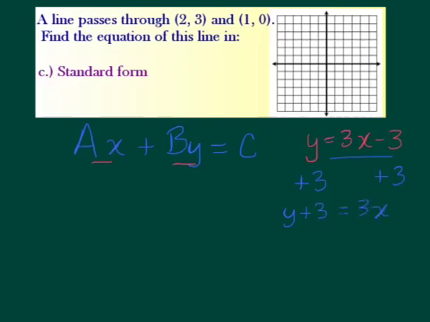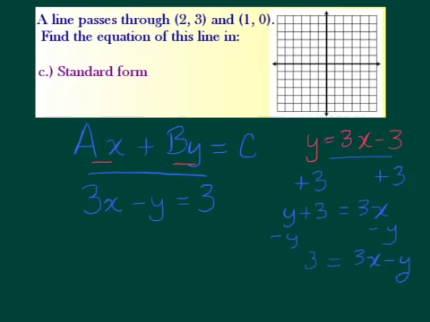When I want to move the y so that it is on the same side as x, I have 3 equals 3x minus y. I'm going to rewrite that so that it's in this exact form. I'm going to start with 3x minus y equals 3. So that is the standard form of the same exact line that we've been working with in both forms before this.